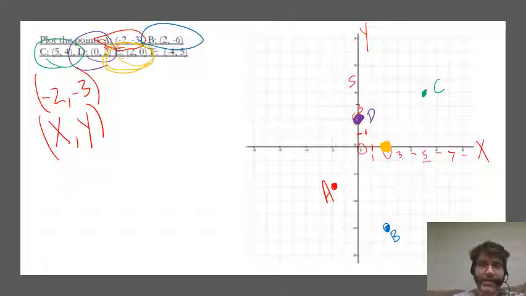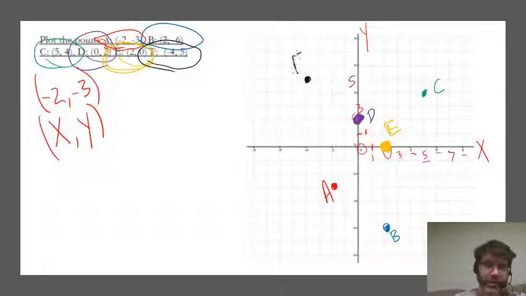So that's E. And then the last one is F. I'll use black. F is -4 comma 5, so I go to the left 4 and then go up 5, and that's right here. And so that's F. And so we have plotted all of the points.